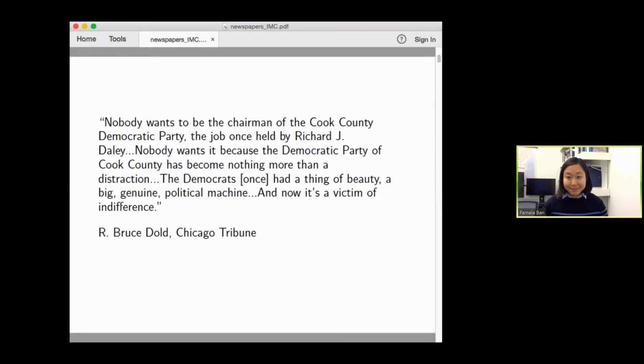So just to give some substantive motivation to kick things off, if you think back to the turn of the 20th century in American politics, much of American politics centered around powerful local and state level party organizations. We had these party machines that dominated elections and governance in broad swaths of the country. For instance, this is a quote from a writer in the Chicago Tribune talking about the Cook County Democratic Party in Illinois, and how it used to be this big, powerful political machine, but now these days it's a victim of indifference. We hardly hear about state or local party organizations at all. No one talks about the influence or the power of, let's say, the Massachusetts State Democratic or Republican Party.